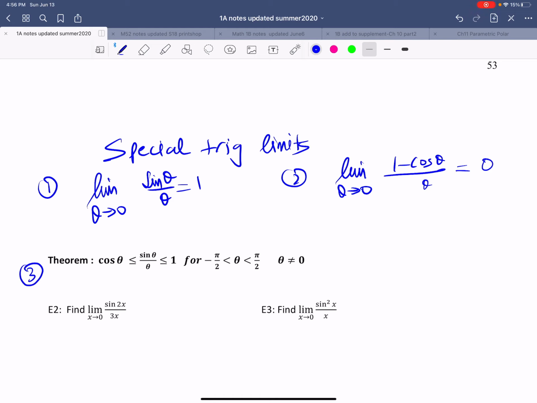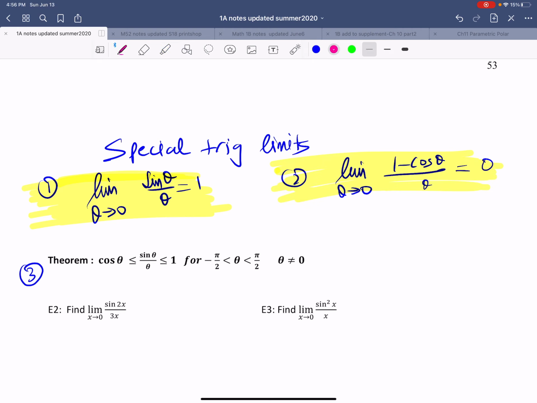Today's topic is special trig limits. So memorize these two special trig limits. I have another video of proof of these two special trig limits. Limit as theta approaches 0 of sine theta over theta is equal to 1. Limit as theta approaches 0 of 1 minus cos theta over theta is equal to 0.